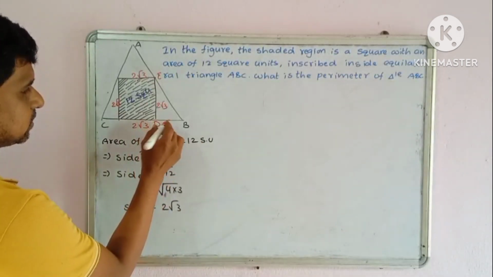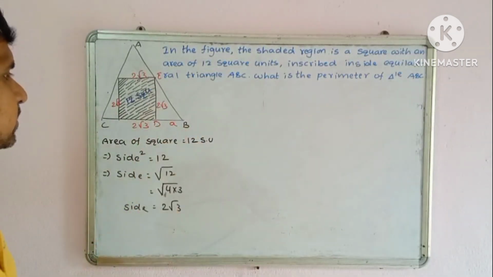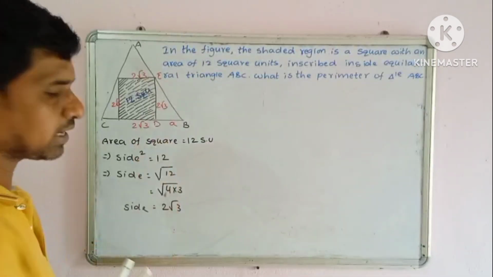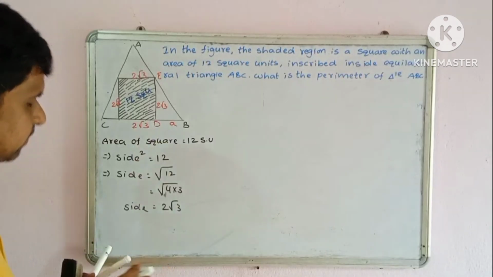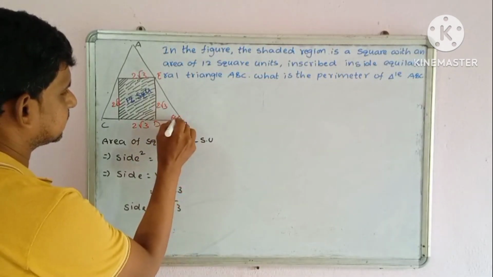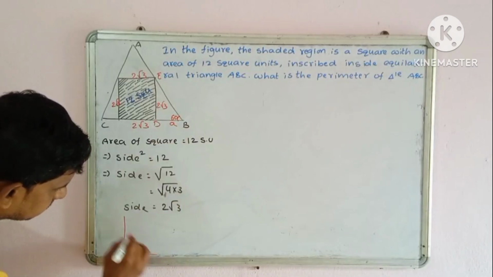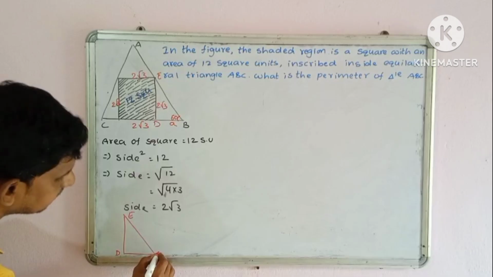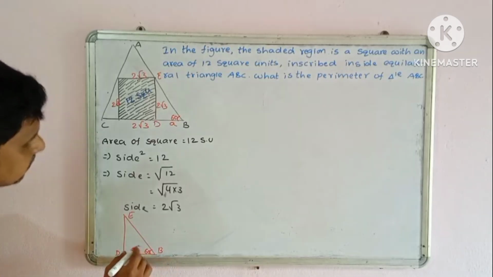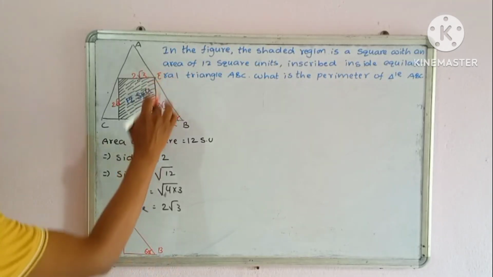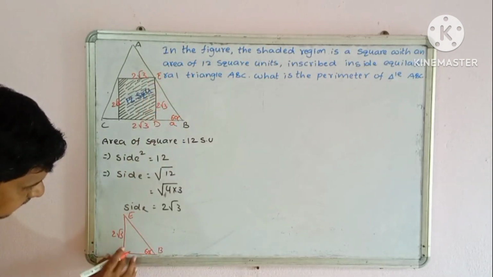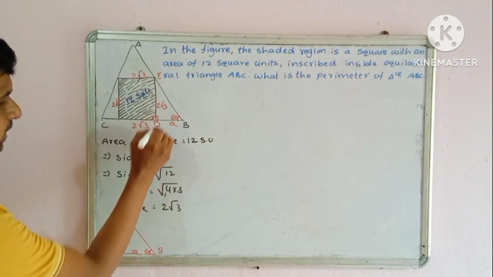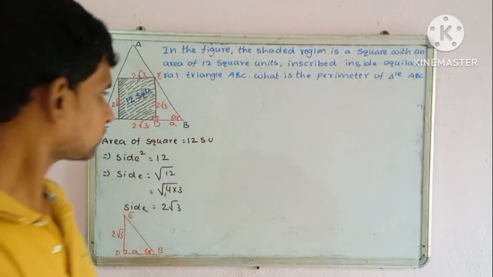Let us take any side. Let this be A. First find this value. What is the type of triangle? Equilateral triangle. Equilateral triangle means each angle is 60 degrees. So in triangle EDB, this angle is 60, and ED has the value 2 root 3. Square means all angles are right angles. So this is a right angle.